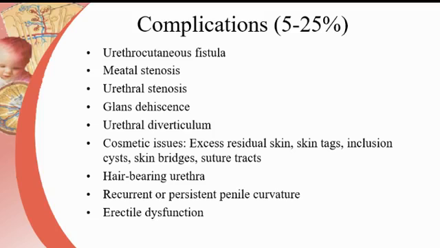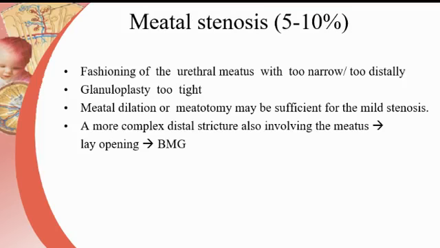The reason I'm stressing this is that these things are not considered a complication by the surgeon, whereas when the patients are asked, they have a lot of problem with self-image due to this little skin tag or excess skin or a suture tract. They give a lot of value to all these things. Then hair-bearing urethra can be an issue if you are using the more proximal urethral skin. Then recurrent curvature or a buried penis appearing later, like a trapped penis. All those things can be complications.